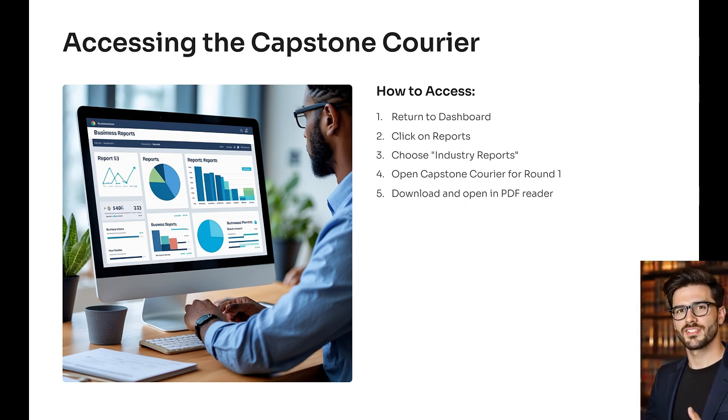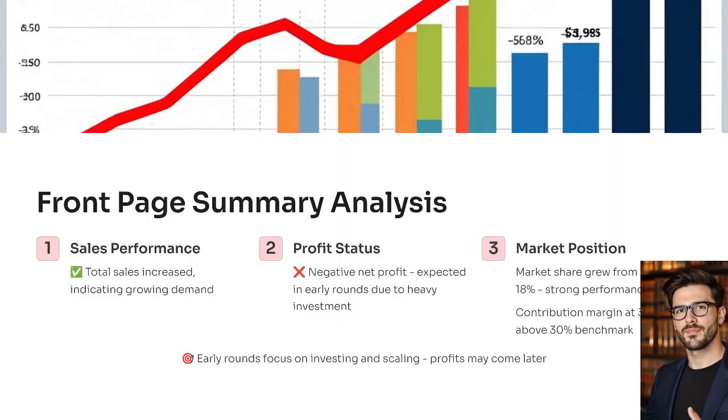Part 3. Understanding the front page summary. The front page offers a high-level snapshot of performance metrics. Let's interpret what we see. Sales: our total sales increased. That's a good sign of growing demand. Profits: we had a negative net profit. Don't worry, this is expected in early rounds as we're investing heavily to grow. Stock price: our stock price declined, mainly due to a negative EPS. Again, this is okay at this stage.